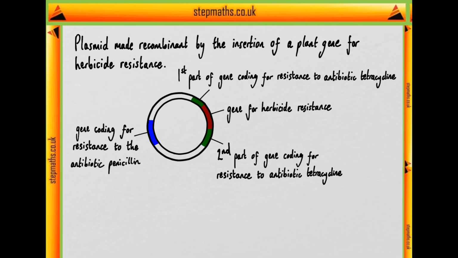So here's our diagram, and it's labelled with different shaded regions. Our gene for herbicide resistance, which is what's made this plasmid recombinant, i.e. a new piece of DNA has been introduced, is labelled in red. We also have a green region which codes for resistance to tetracycline, an antibiotic, and we have a region coding for resistance to penicillin, another antibiotic.